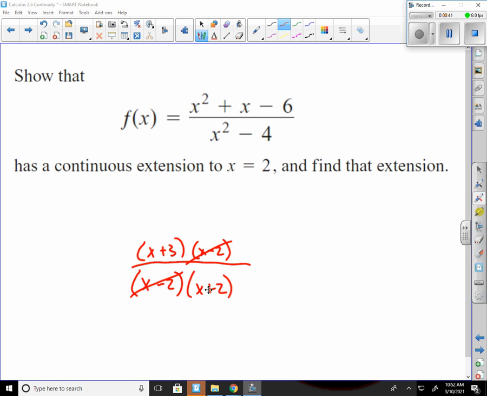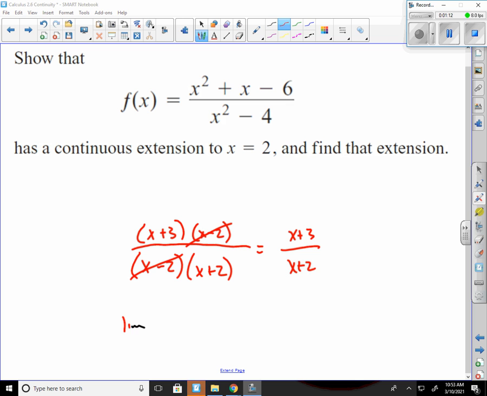Those cancel, and I'm left with x plus 3 over x plus 2. Now, if I had looked at my original graph, there would have been a blank spot here at x equals 2. So that's what we have our continuous extension for, is for that point. And so what we can do now, in order to find what that extension is, is we plug our limit in.